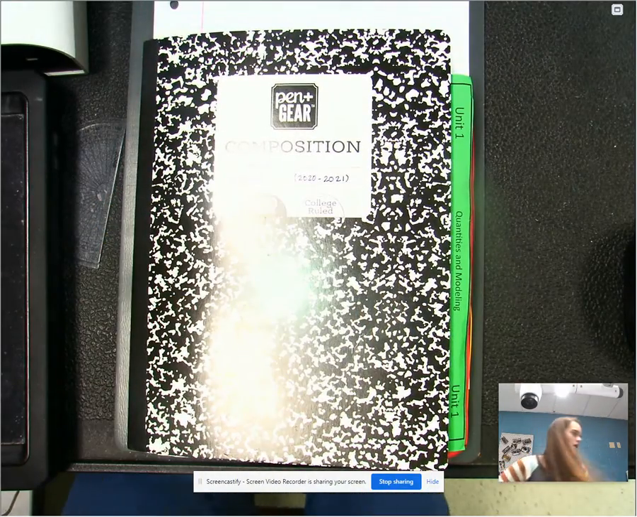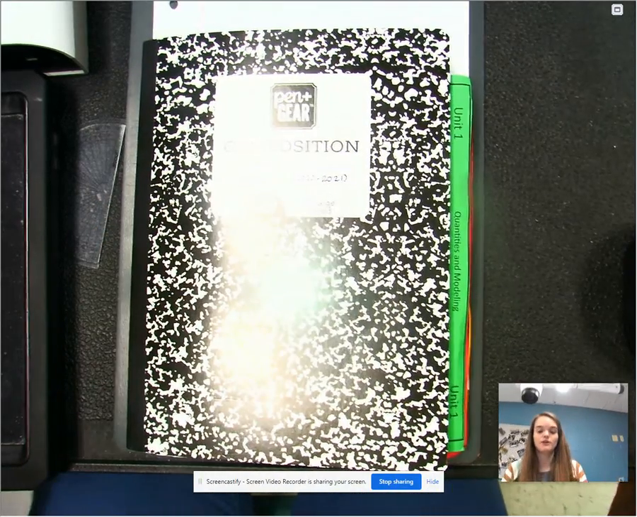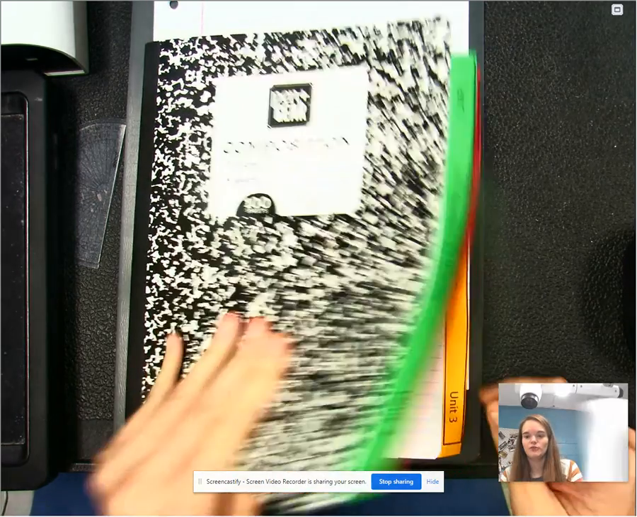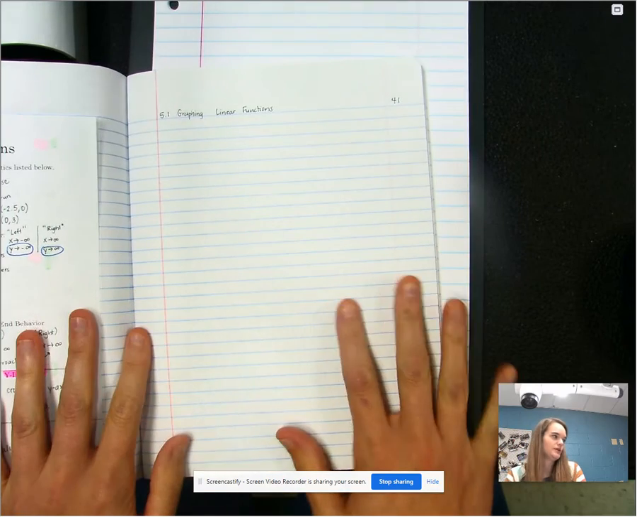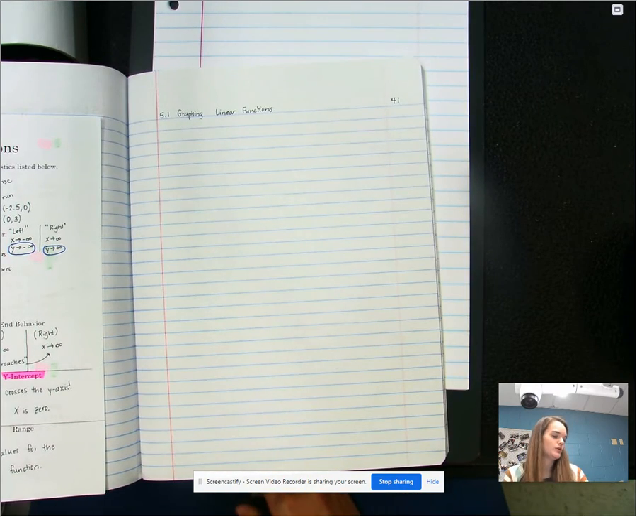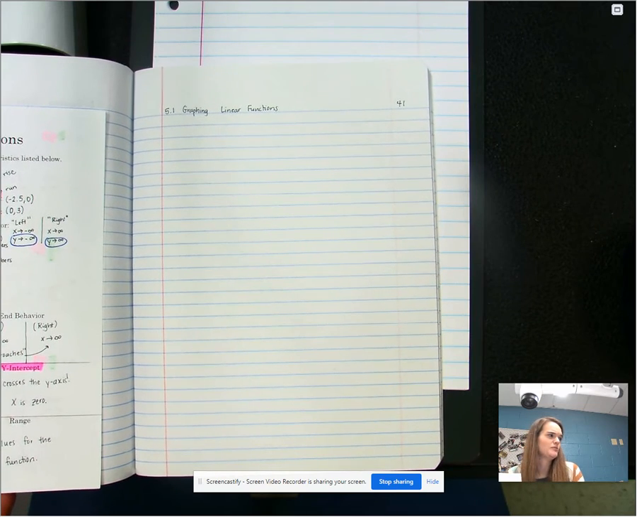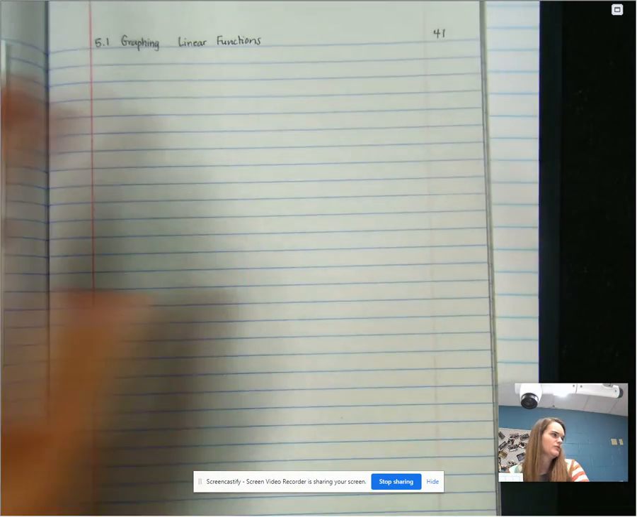Today we're going to finish up our graphing linear functions lesson. So you're going to be in your notebook on page 41. We're going to glue in a foldable here. Of course, if you don't have a printer, you're just going to write on page 41. The title for page 41 is 5.1, Graphing Linear Functions.